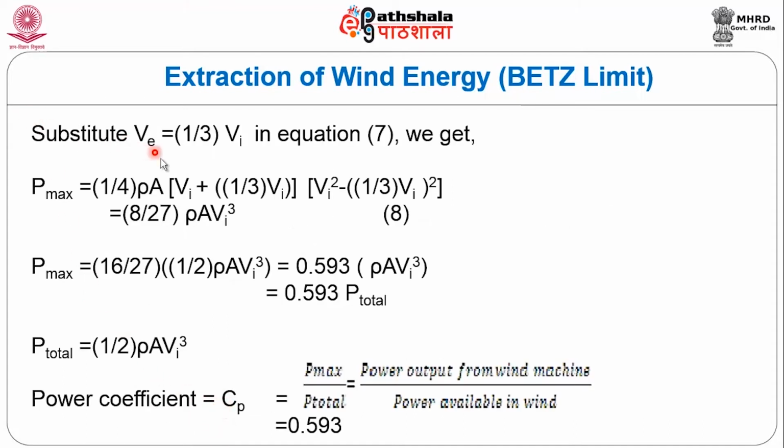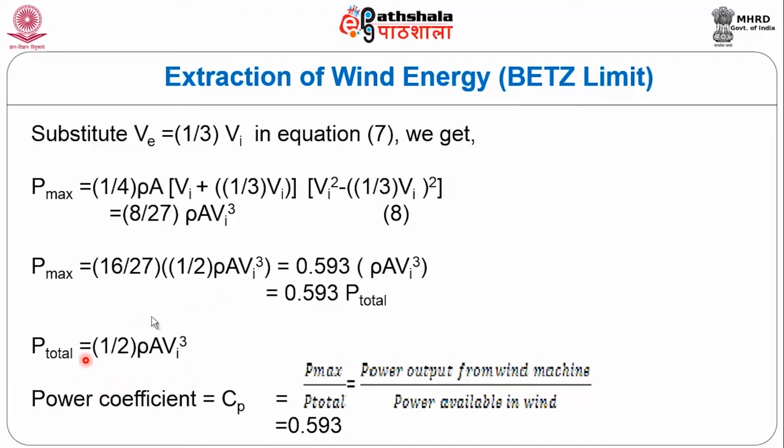Substituting V E, which is equal to 1/3 of V I, in equation number 7, we get P maximum, which is 8 by 27 into P A V I cube, and that is equation number 8. Then it is rewritten as P max equal to 16 out of 27 into P A V I cube, which is equal to 0.593 into P A V I cube, that is 0.593 P total.